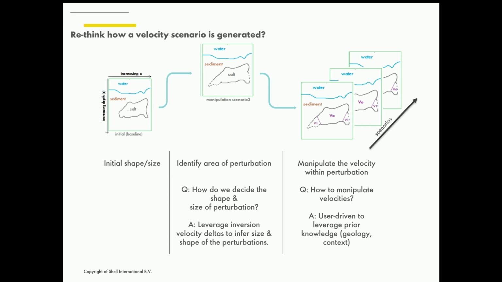So what we ended up doing is we are currently leveraging the velocity deltas that are generated from a typical inversion cycle, and we are using these deltas to really inform or figure out which areas of the salt should be perturbed. And then we allow the user to inject their domain experience and their domain knowledge into the process by giving them a whole range of velocity variations that they can inject into perturbation areas.